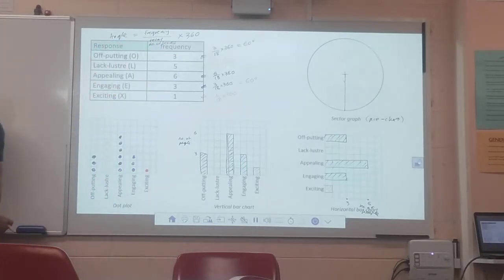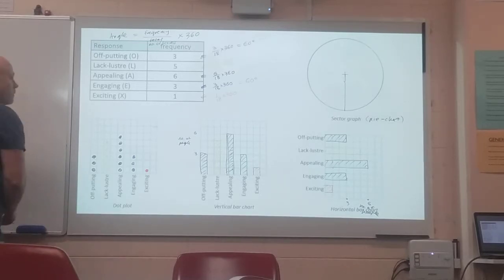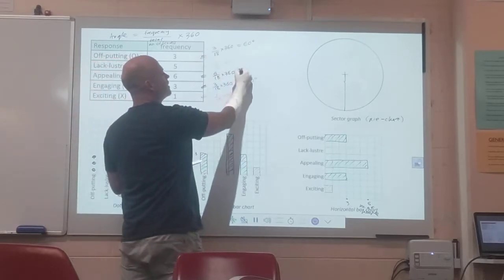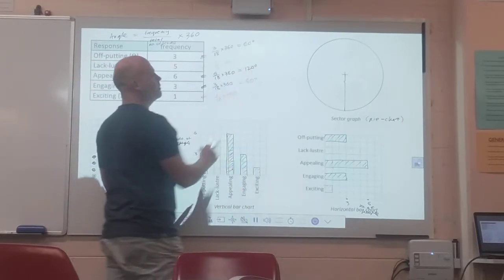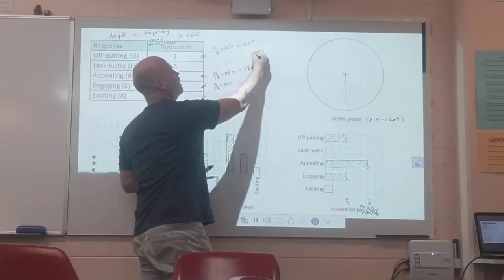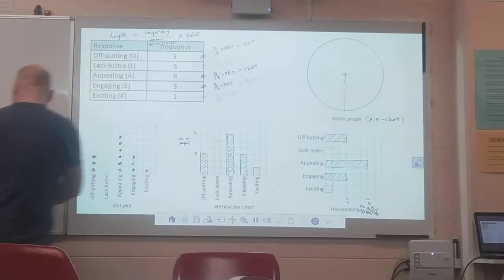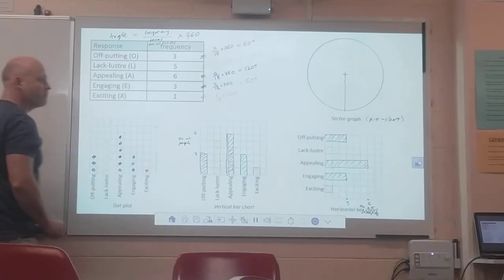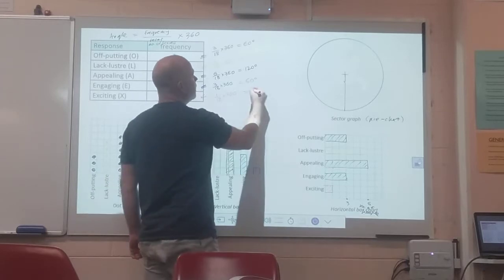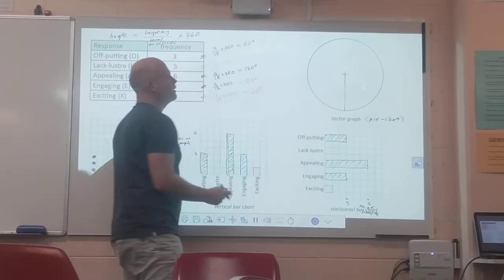What else do we get? Well, this is 6 compared to 3 out of 18, so he obviously takes up twice as much. He must be 120 degrees. For this one, 100 degrees. And exciting, the least frequent, the smallest frequency, only takes up 20 degrees of the chart.